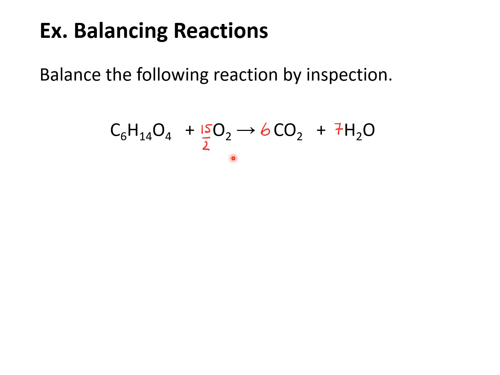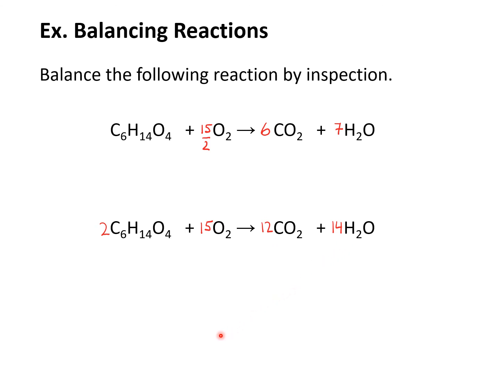Now, as it stands, this reaction is completely balanced. However, in chemistry, we usually don't like to have fractions in our balanced reactions. So in order to eliminate the fraction, we'll multiply the whole reaction by 2. This gives us 2C6H14O4 plus 15O2 plus 12CO2 plus 14H2O.